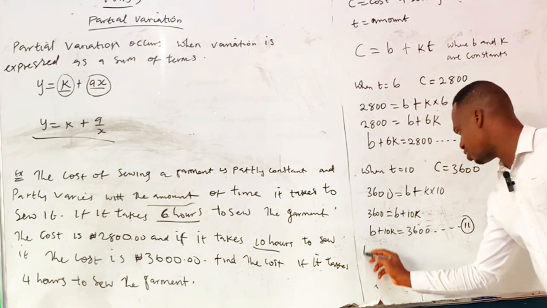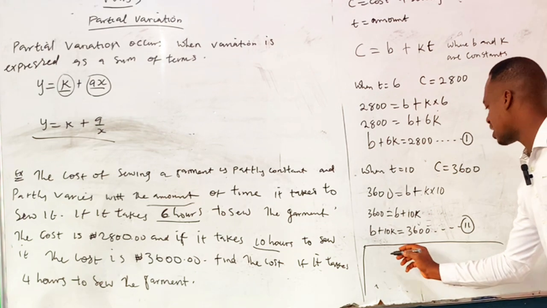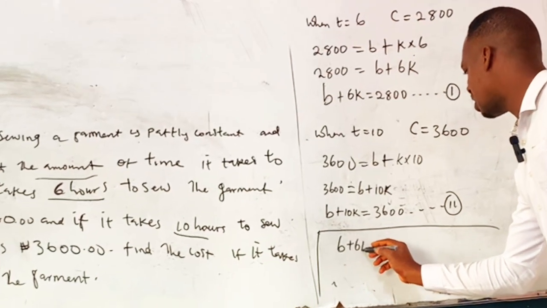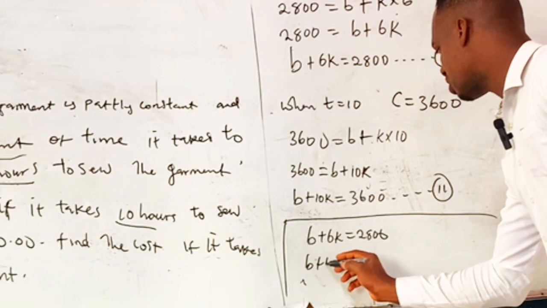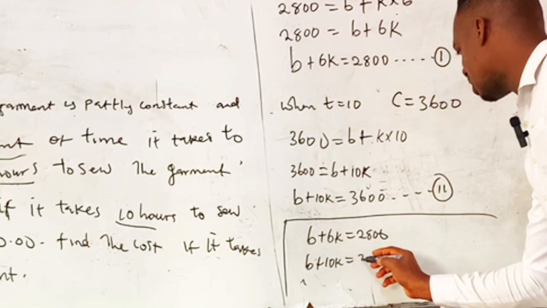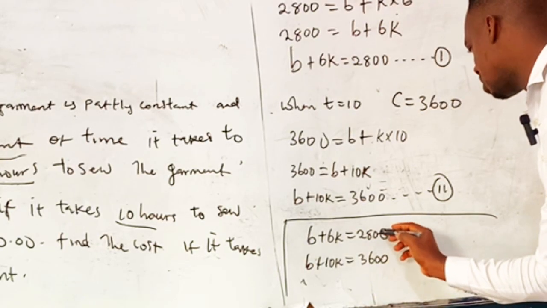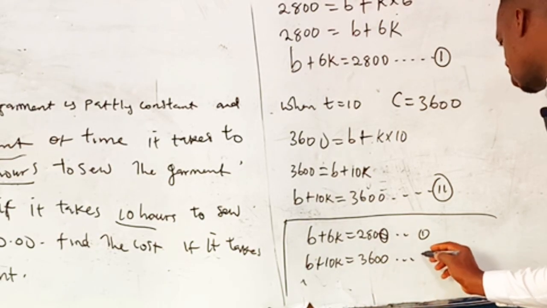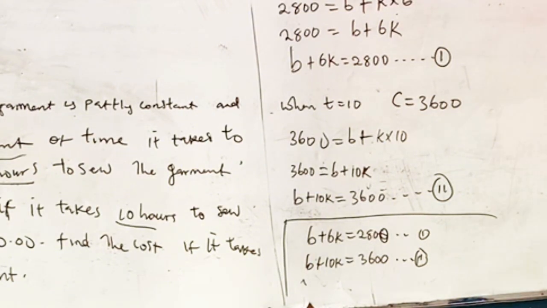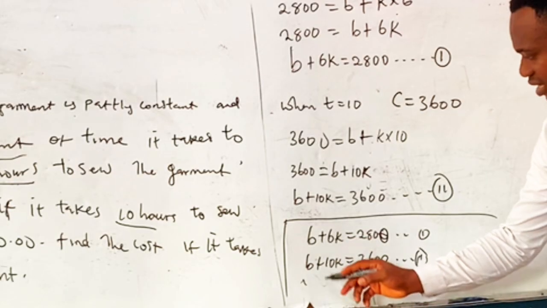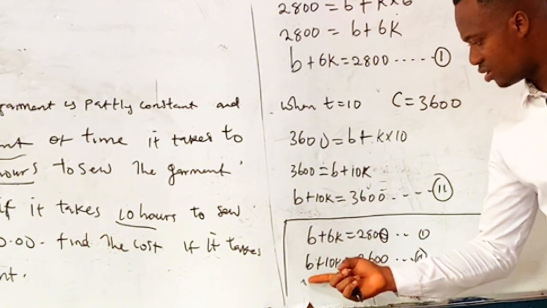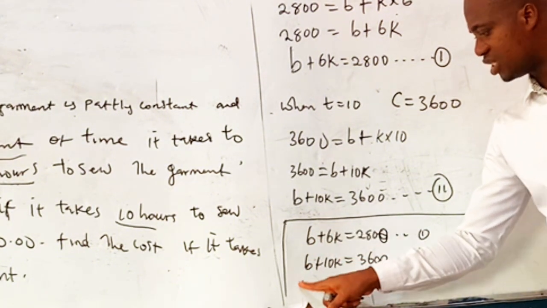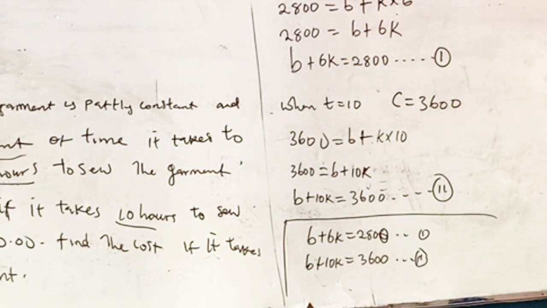Okay, so what I'll do here is let me bring out those two equations so I can see them side by side. We have B plus 6K is equal to 2,800, and then B plus 10K is equal to 3,600. I didn't change anything. I just brought them out side by side. So what can we do? We use elimination method. Elimination method is the simplest method to use. See how we can eliminate here. Every time we come across this kind of variation, we're going to have the same coefficients, which makes it easier to solve using elimination method.